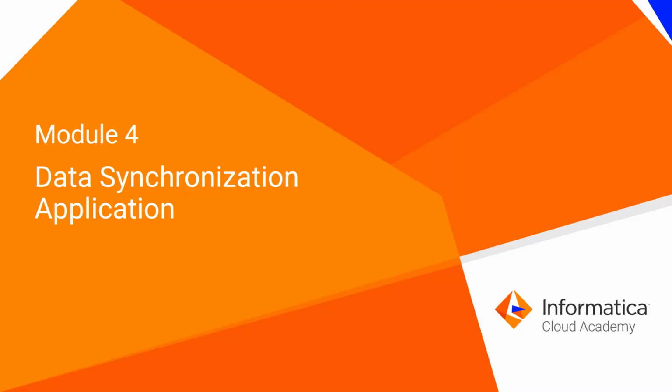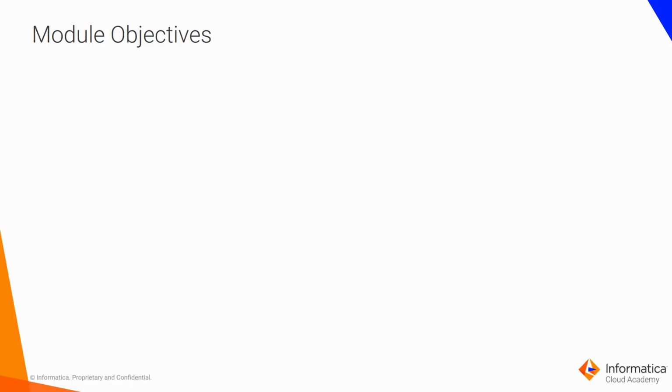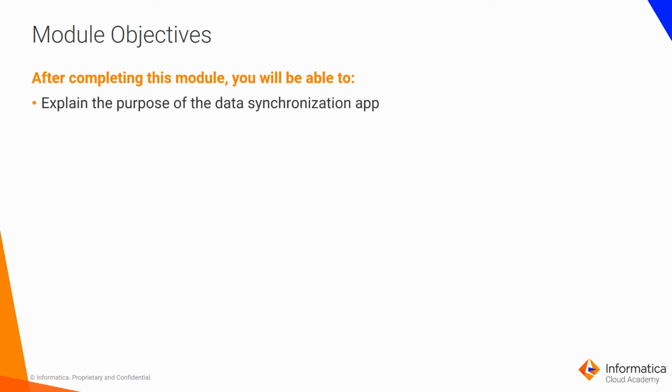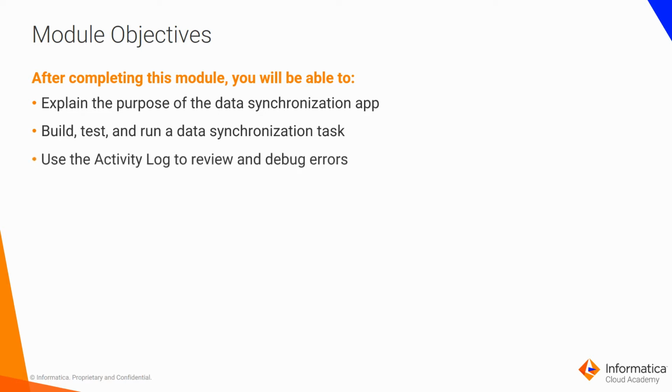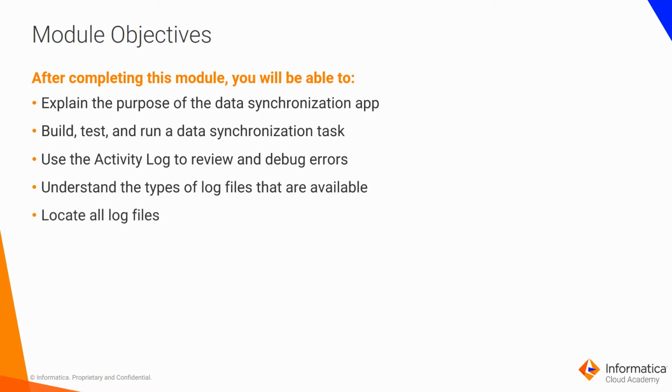In this module, we will look at how you can create and configure data synchronization tasks. After completing this module, you will be able to explain the purpose of the data synchronization application, build, test, and run a data synchronization task, use the activity log to review and debug errors, understand the types of log files that are available, and locate all log files.